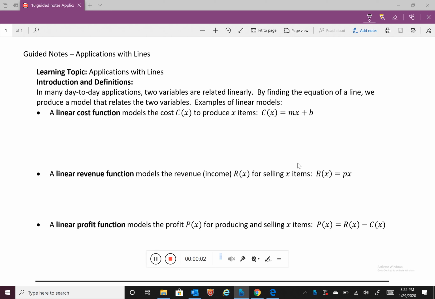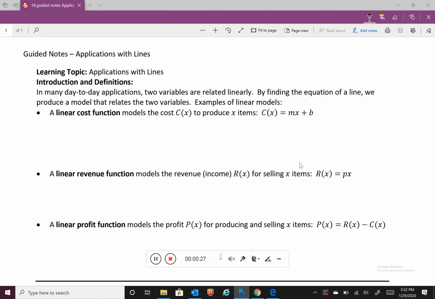We're going to be looking at applications with lines, so we need a little bit of an introduction here. In many day-to-day applications, two variables are related linearly. By finding the equation of a line, we produce a model that relates the two variables. There are three models that I'd like us to focus on.